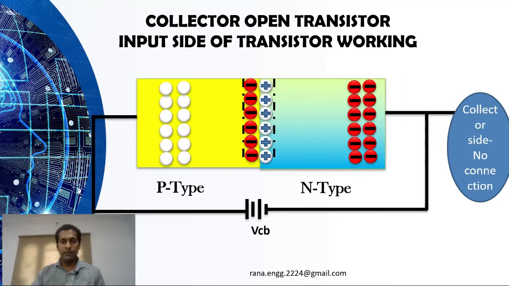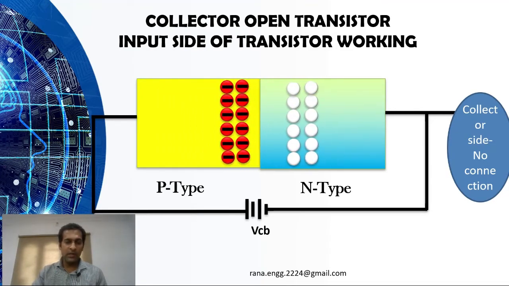Now here we can see the collector open transistor, that is, the input side of the transistor is working. When the collector is open, the output side, say we have P and N here, right? So the input side is working, and this NP is not working because on the collector side there is no connection. So in this condition, the performance of this transistor is similar to a diode, right? So normal majority currents will flow across this diode. They will break the depletion region and flow across it.